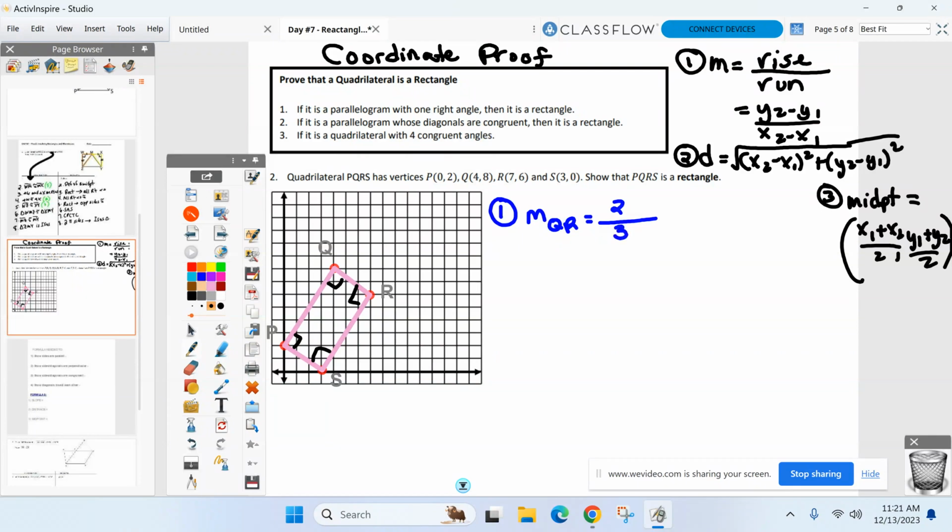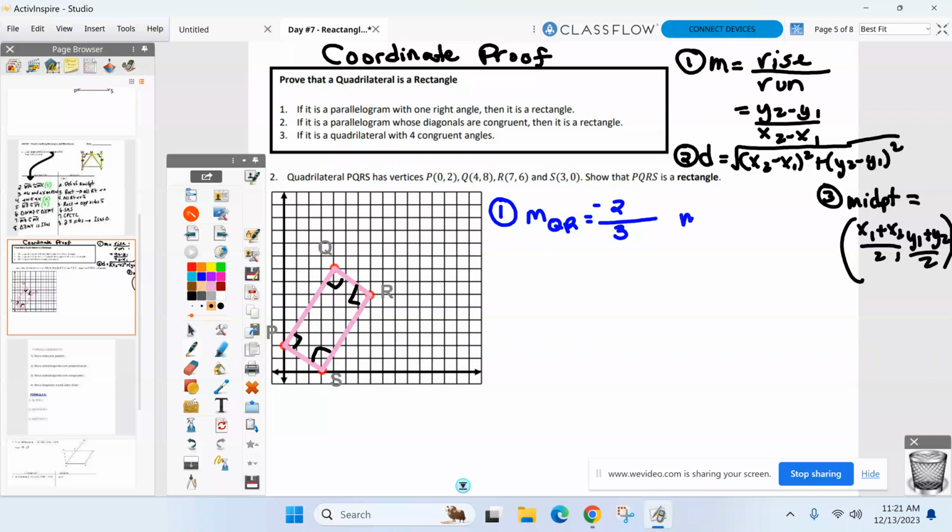And if you plugged in your coordinates, you'd get 2/3. But anybody want to look at QR, please? There's something I'm missing. Look at QR. It's going downhill, right? So this should be a negative slope. All right, we've got to find the slopes of everything because I need to know their negative reciprocals. So what do you want next?